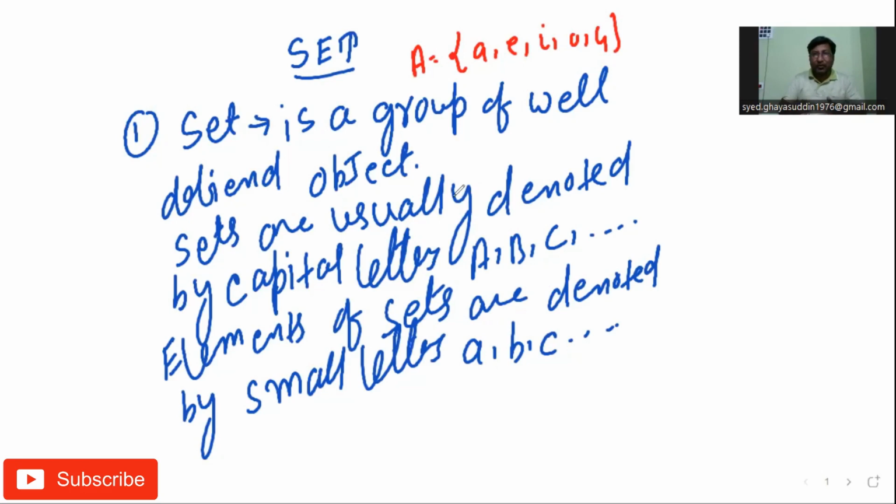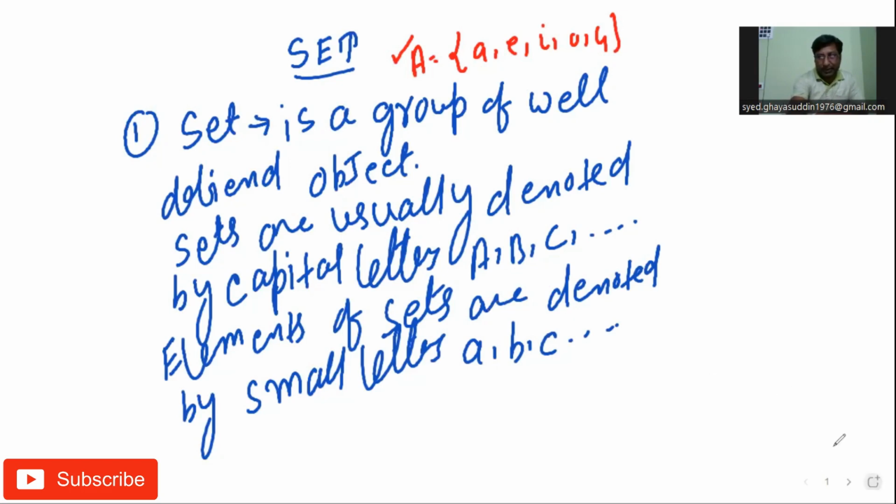Similarly, if A is a group of best singers, the answer varies from person to person. So this is not well-defined. So a set is a group of well-defined objects, and the set is usually denoted by a capital letter, and the member or element of a set is denoted by a small letter, a, e, i, o, u here. You can say any small letters a, b, c denote the elements of the set, and the set is denoted by capital letters A, B, C.